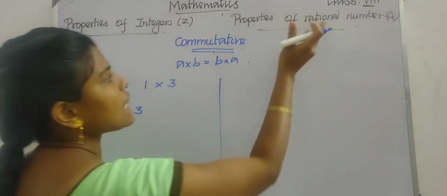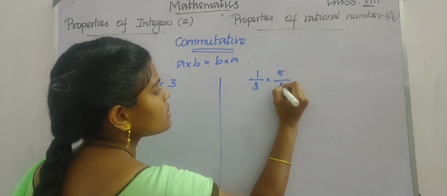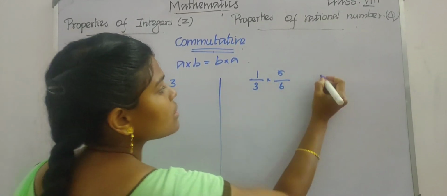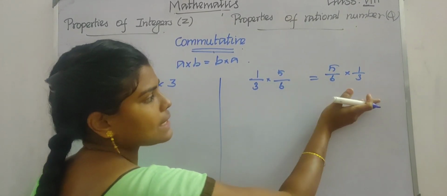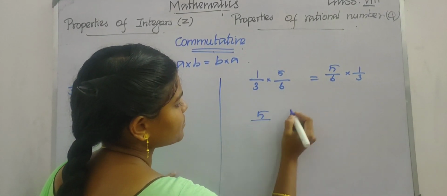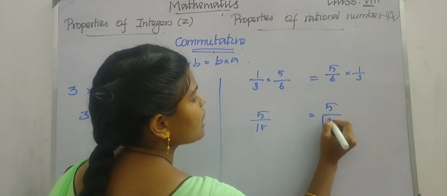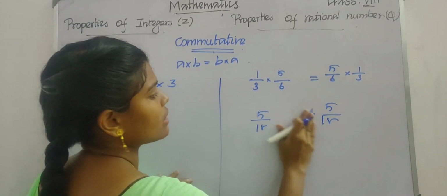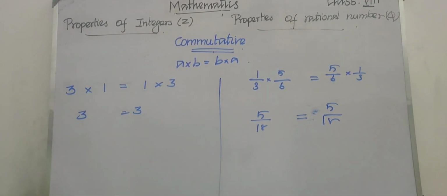Okay, let us check for the rational numbers. So 1 upon 3 into 5 upon 6, and 5 upon 6 into 1 upon 3. I'll just change the order. Now try. 1 into 5 is 5 and 3 into 6 is 18. And here 1 into 5 is 5 and 6 into 3 is 18. These two are equal. Okay children, so we can say the commutative property holds for multiplication of rational numbers.